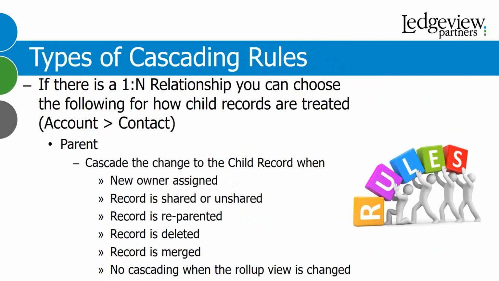Now there's different types of cascading rules. So let's think about it. There's a one-to-many relationship. That's what one-to-n means. A common one-to-many relationship is an account to a contact. So if we're looking at this, you can choose how the child records are treated based on a change to the account. So a parent relationship or parent cascading type, you basically cascade the change to the child records when a new owner is assigned, the record is shared, and it's a cascade all rule. So new ownership, record is shared or unshared, it's reparented, it's deleted, or it's merged. There, however, is no cascading when the roll-up view is changed.